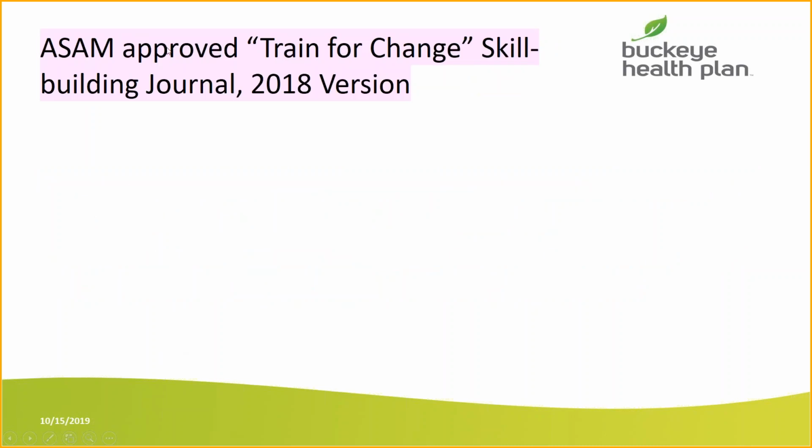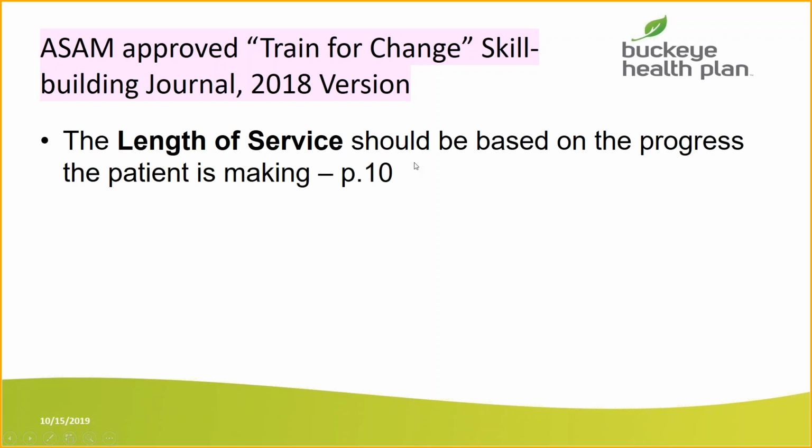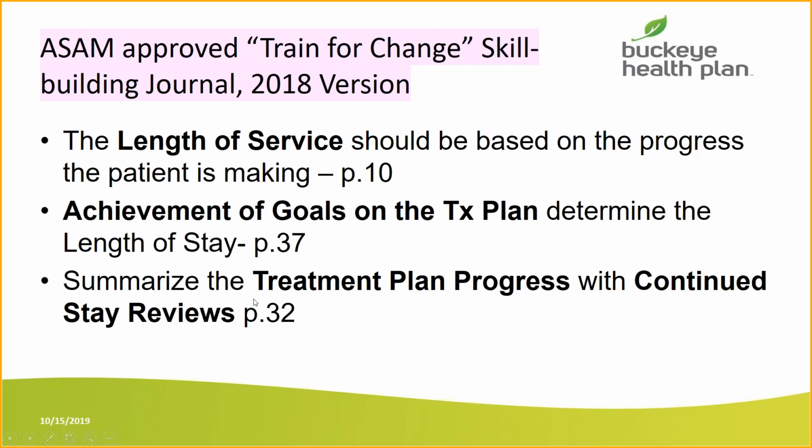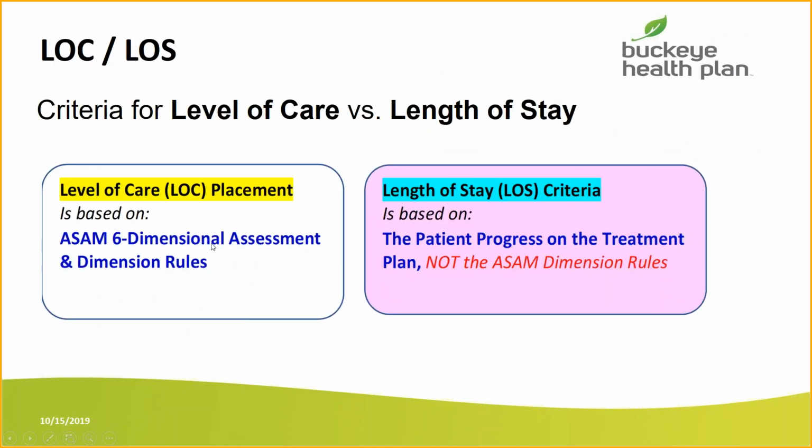So other pieces of evidence came from the OMA-sponsored trainings, Train for Change, the Skills Building Journal. It said the length of service should be based on the progress the patient is making. That's on page 10. It said achievement of goals on the treatment plans determines the length of stay. And you should summarize the treatment plan progress with the continued stay reviews. That's done with the insurance company.